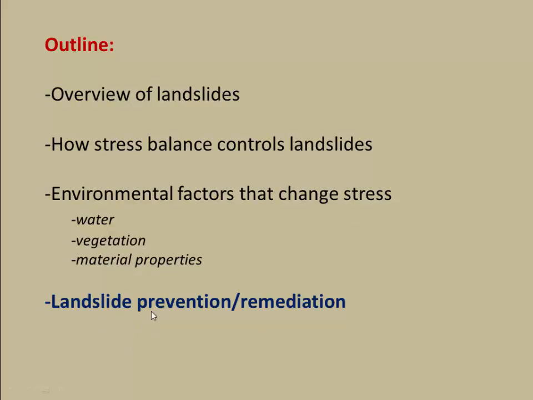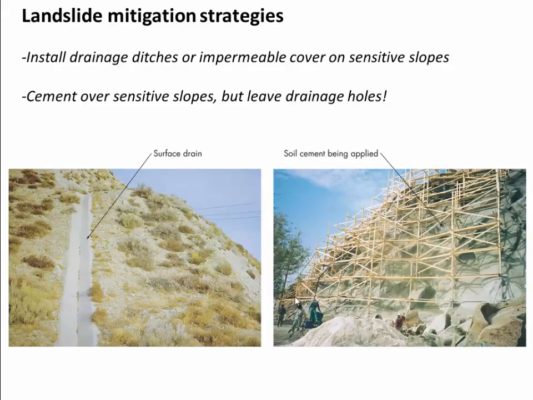So we'll wrap up here with a little bit about landslide prevention and remediation. So we know that water can be a really important driving factor. It adds mass and it reduces pore pressure. So a lot of landslide prevention strategies are focused on preventing water from going into the rock or material. And common ways to do that are to install drainage ditches, like we see here, trying to make sure that water runs off the slope quickly and doesn't penetrate into the material.